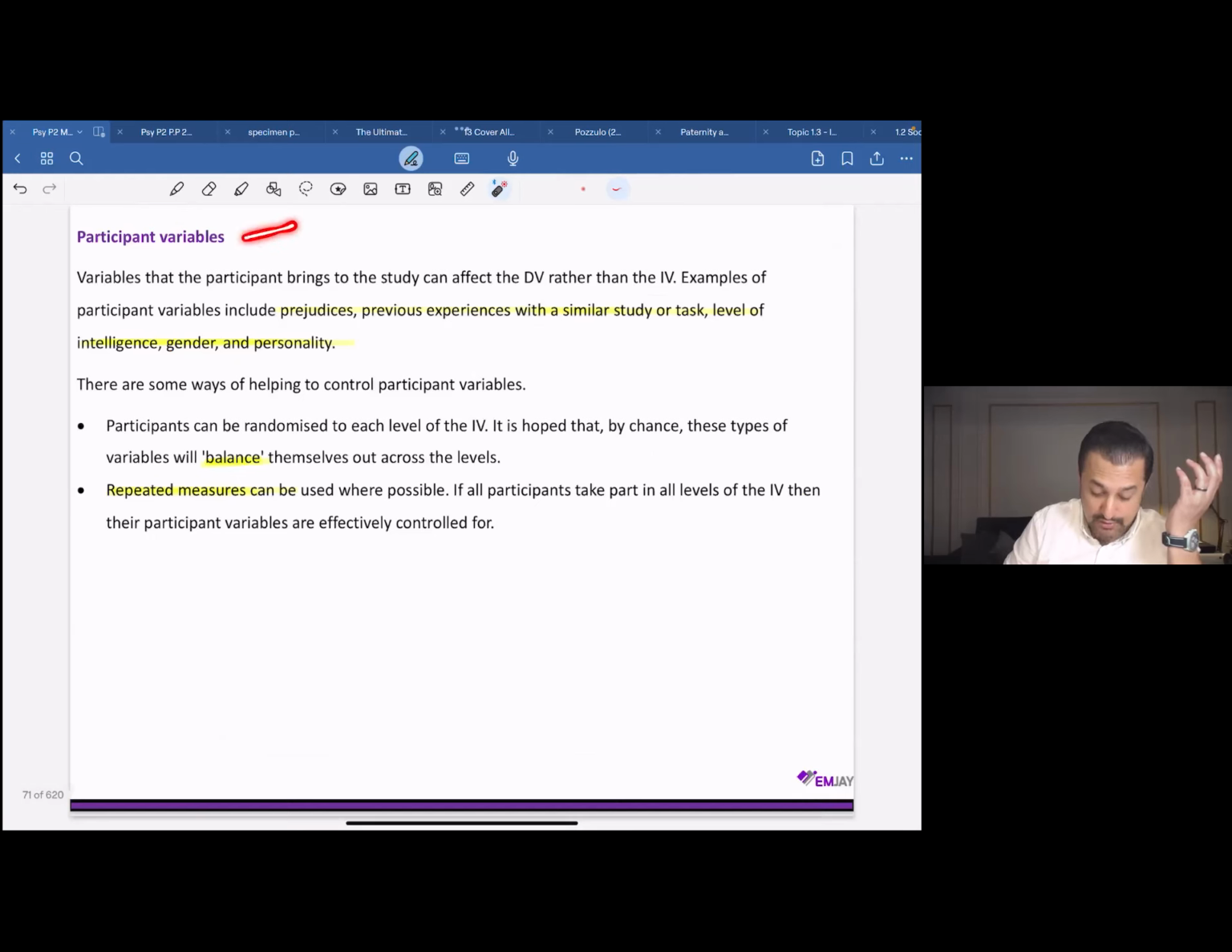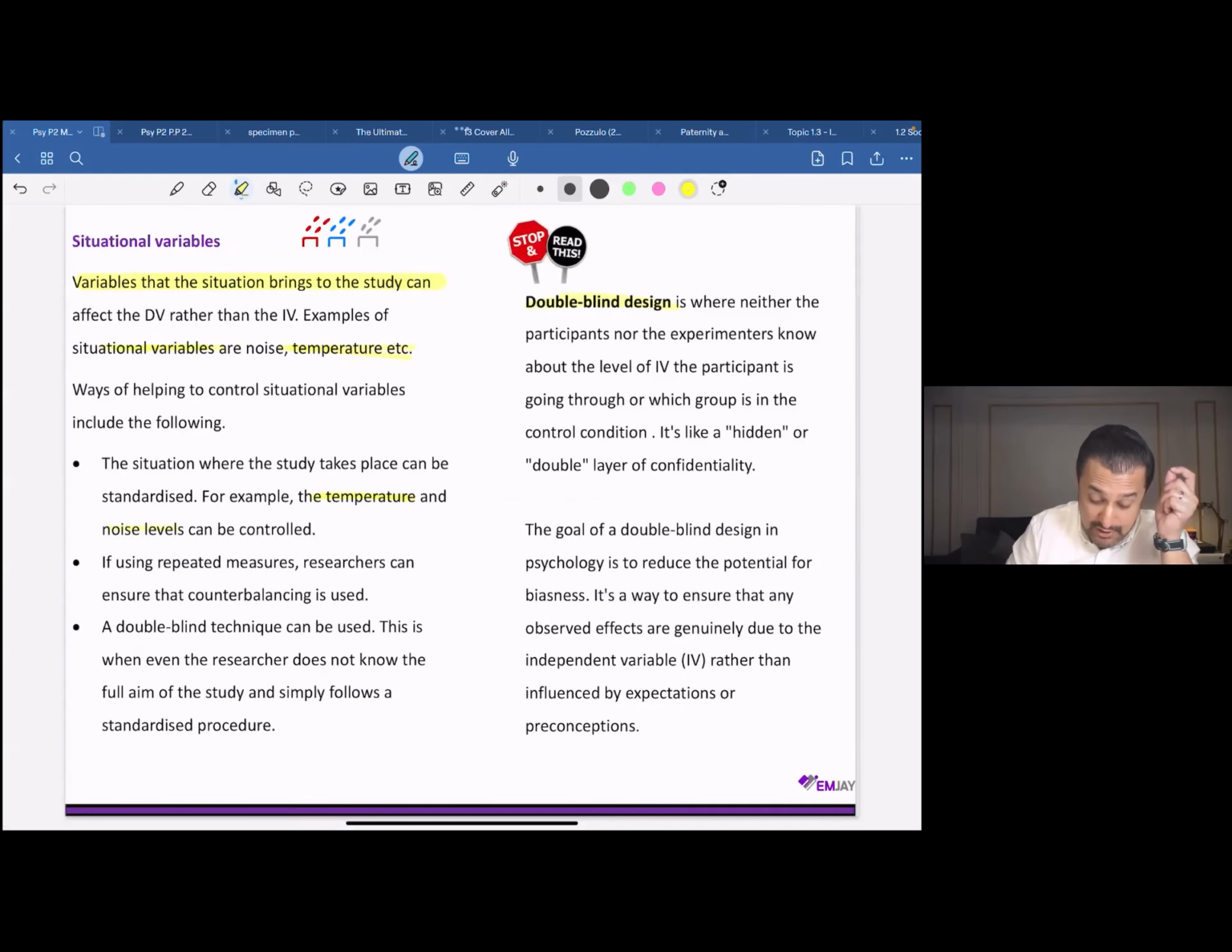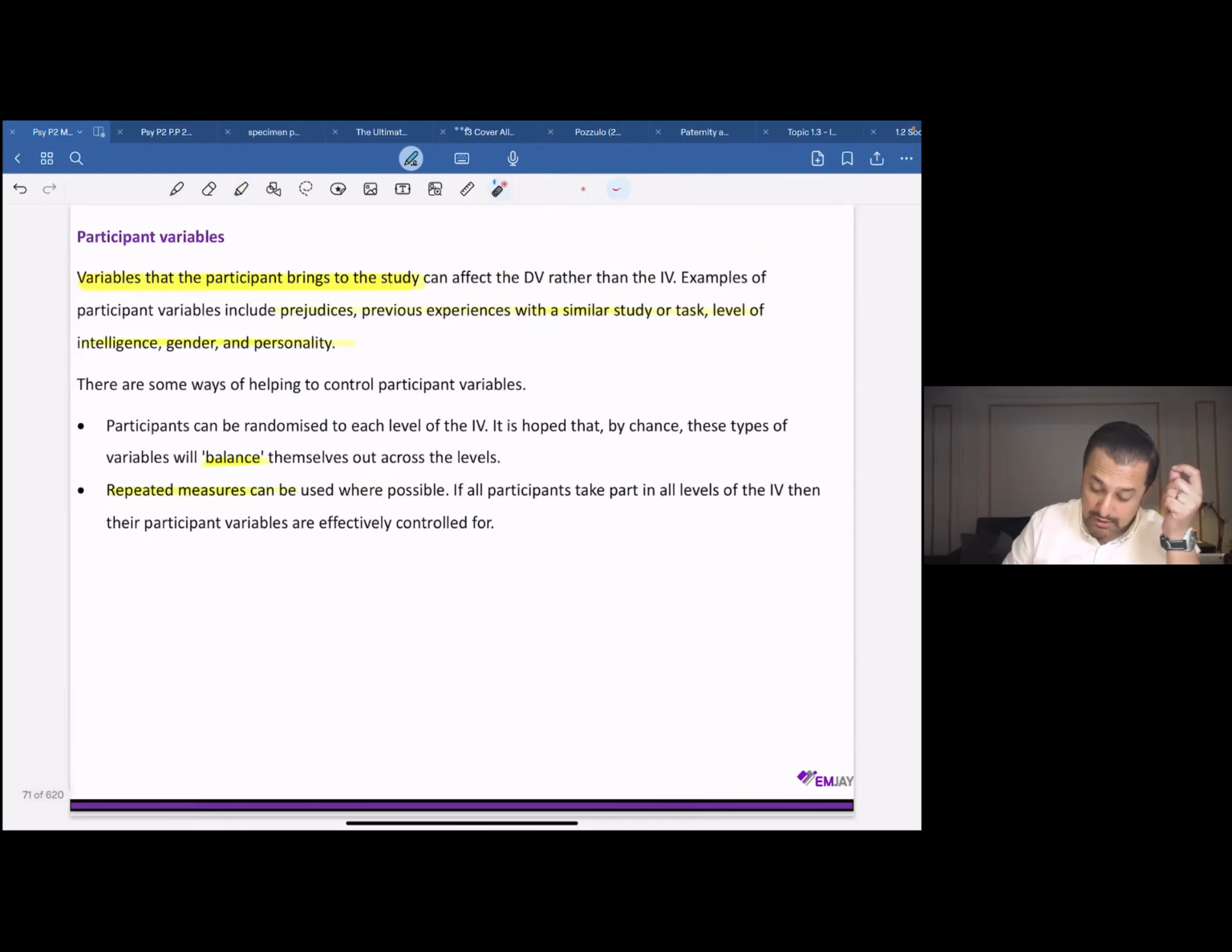Again, a quick revision of participant variables. Variables that the participants bring to the study can affect the DV rather than the IV. Remember, we'd spoken about how the variables that the situation was bringing to the study. Now, examples of participant variables could include the prejudices they carry, the previous experiences they hold with a similar study, or the level of intelligence, the gender, the personality, and so on and so forth.